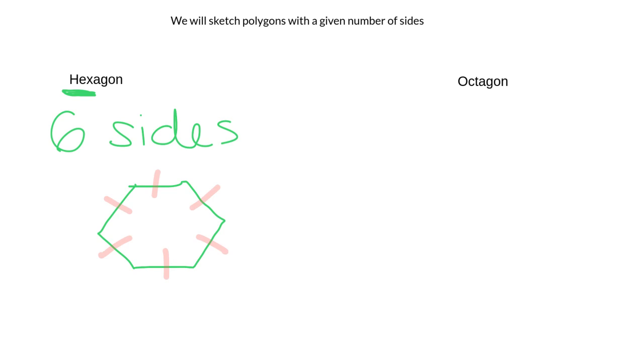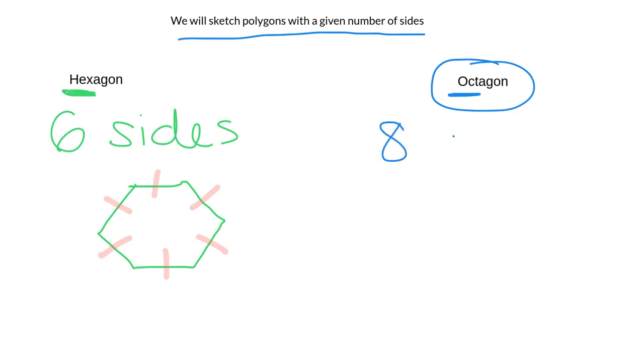Okay. And over here on the right side of the screen, we have an octagon. Remember, we are sketching polygons with a given number of sides. So even with the name of this polygon, we should know or recognize, start to get familiar with this vocabulary, that octagon tells us this is an eight-sided figure. Okay, I'm again going to try my very best, and you will do the same thing.